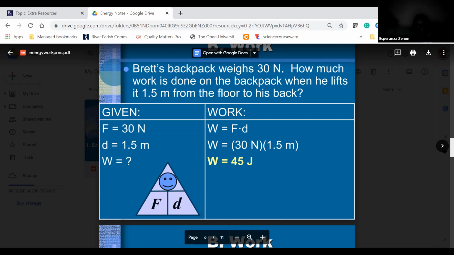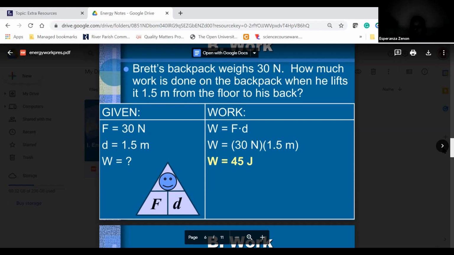So you can almost visualize this. Brett lifts the backpack up. The backpack moves up. So they're in the same direction. The force and the distance are in the same direction. So we multiply. 30 newtons times 1.5 meters gives us 45 joules.